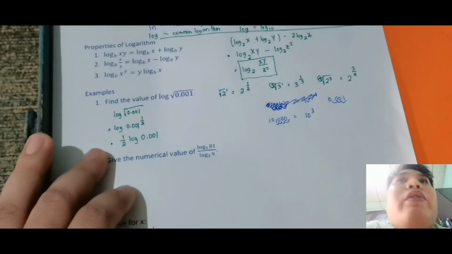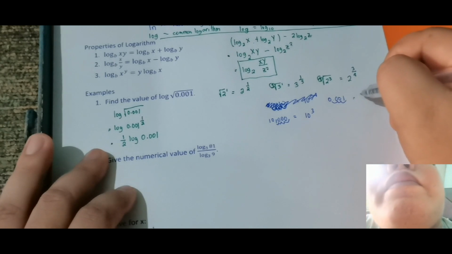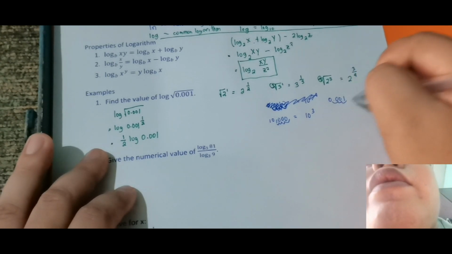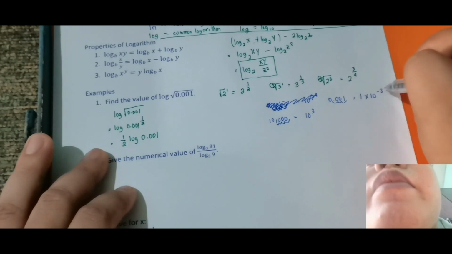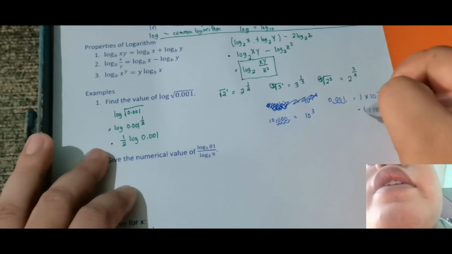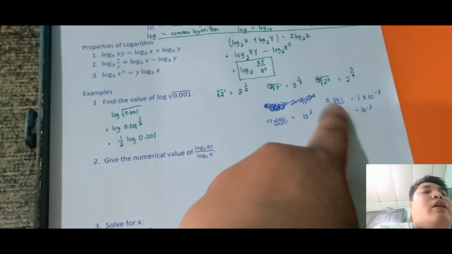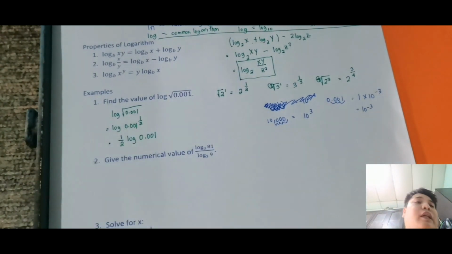Okay, so since tatlo, that is simply equivalent sa 1 times 10 raised to, ilang ikot? 1, 2, 3, tatlo. 10 raised to negative 3. So, 1 times 10 raised to negative 3 is simply 10 raised to negative 3. Okay, so equivalent lang to sa 0.001. So verify din natin sa calculator para tama tayo ha.